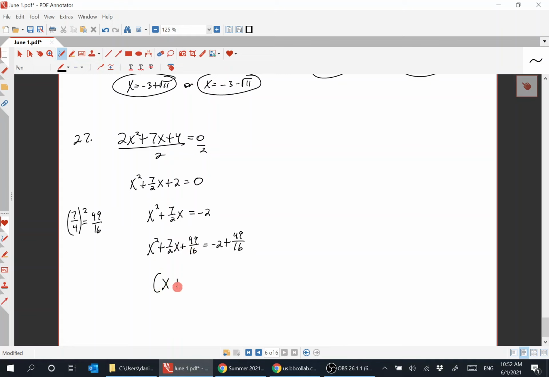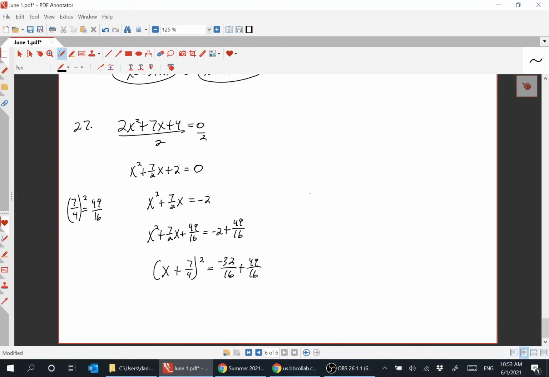It is x plus the square root of 49 over 16. It's that 7/4. And it's plus 7/4 because this is plus. It would be minus if this was minus. Is equal to, over here, minus 32 over 16 plus 49 over 16. So we've got x plus 7/4 squared is equal to 49 minus 32, which is 17 over 16.